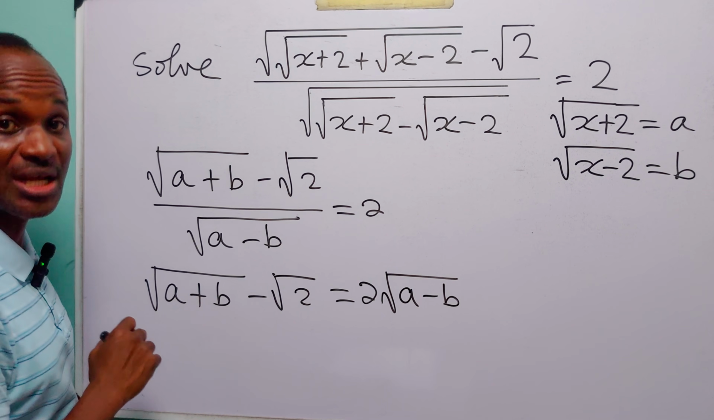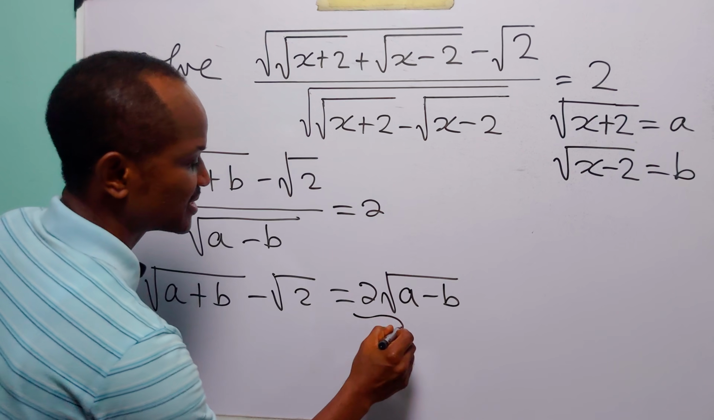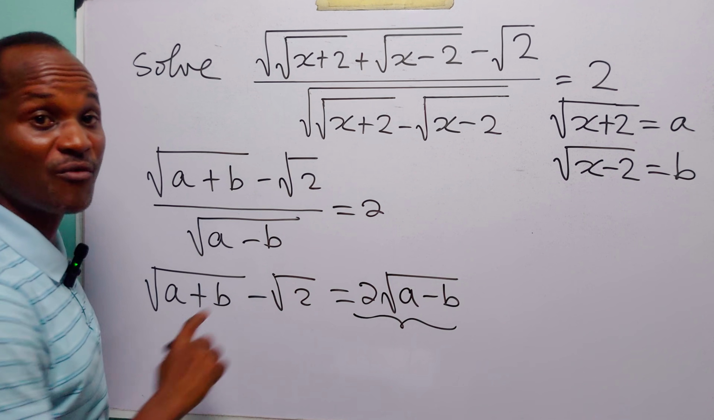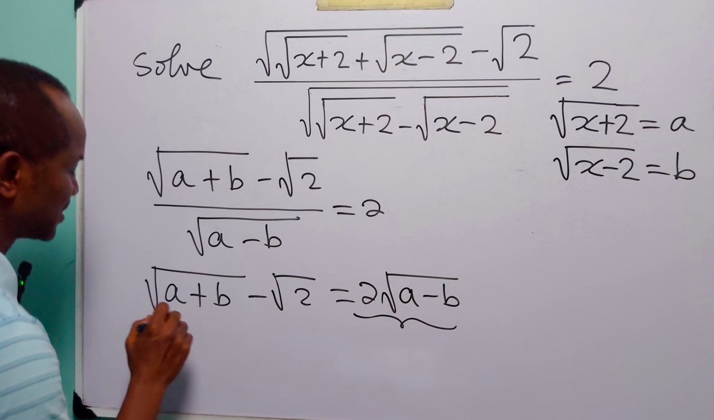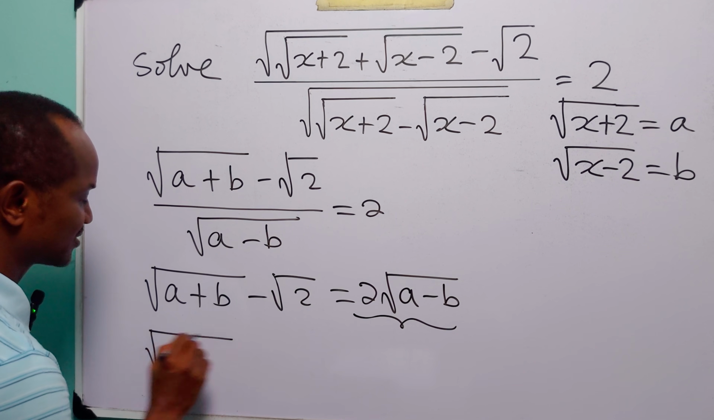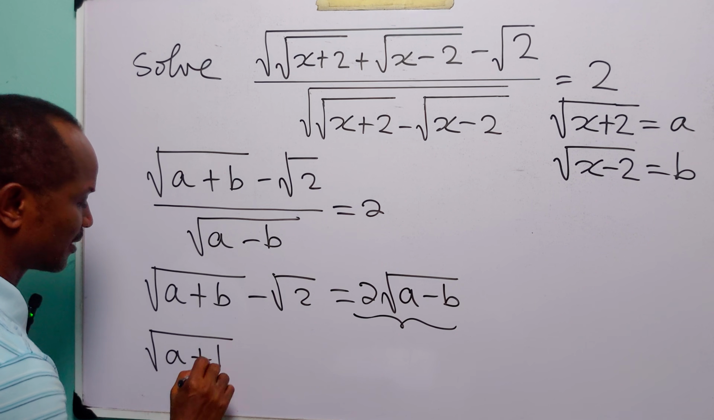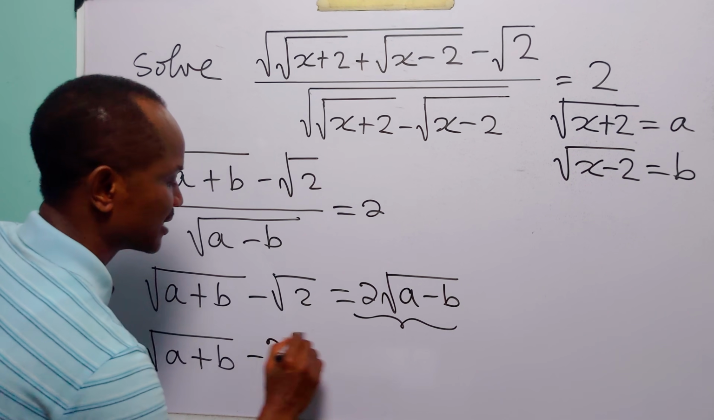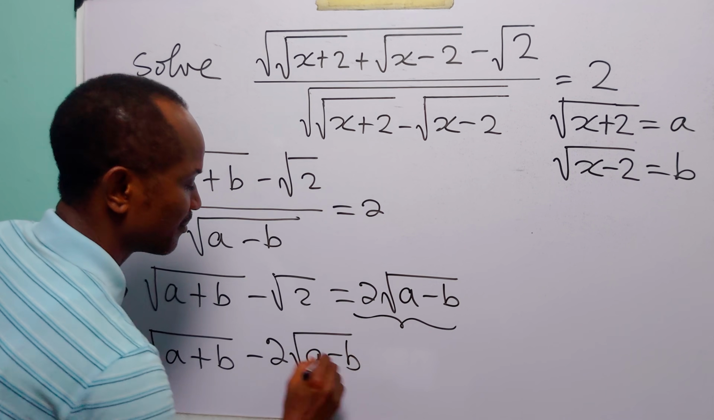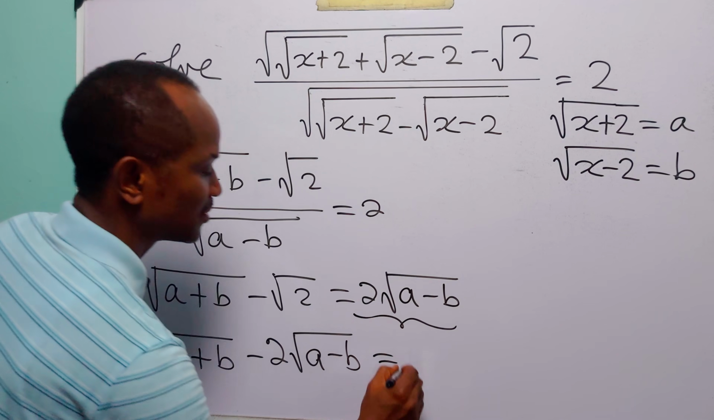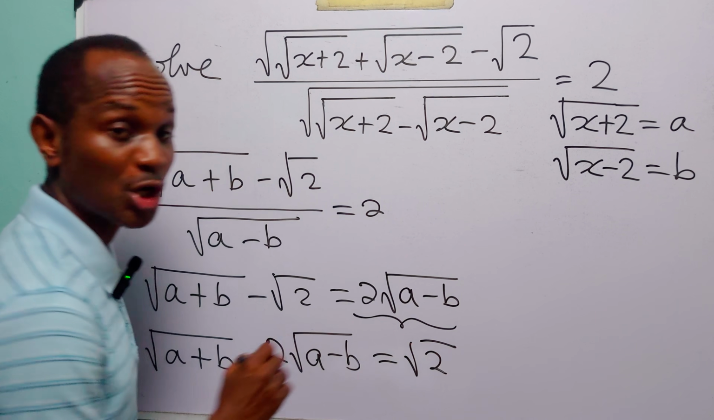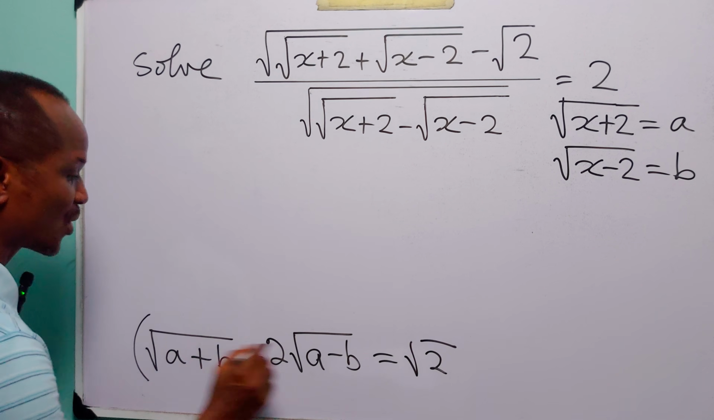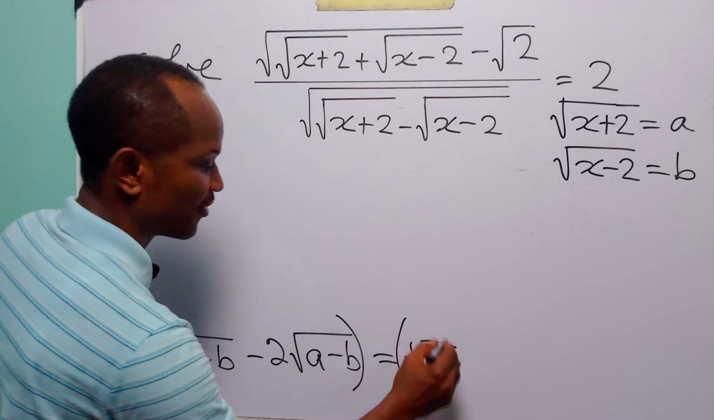Now let us rearrange this equation. Let us move this term over to the left-hand side and move this constant term over to the right-hand side. When we do that, we have that the square root of a plus b minus 2 times the square root of a minus b is equal to root 2. Now, the next thing we are going to do is square both sides of this equation.